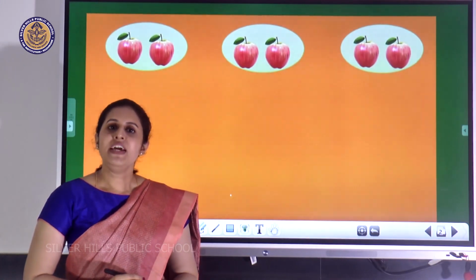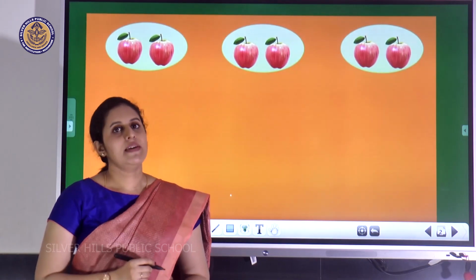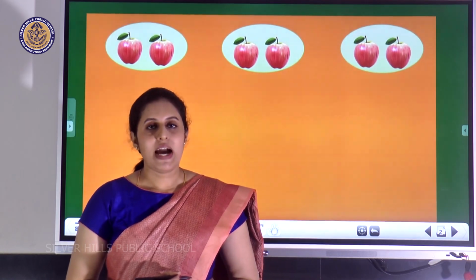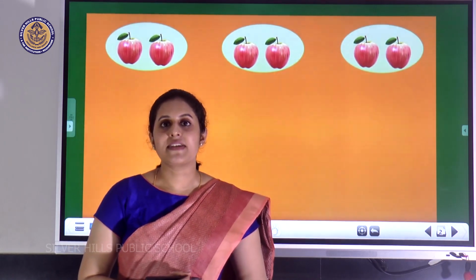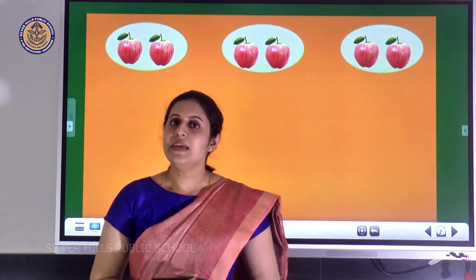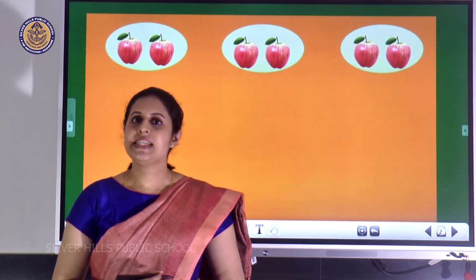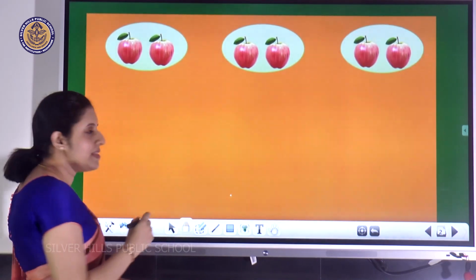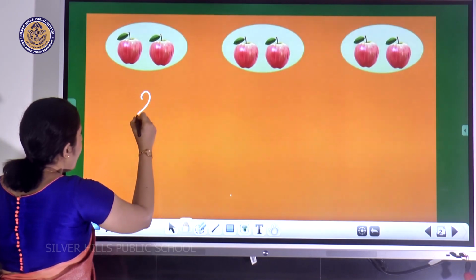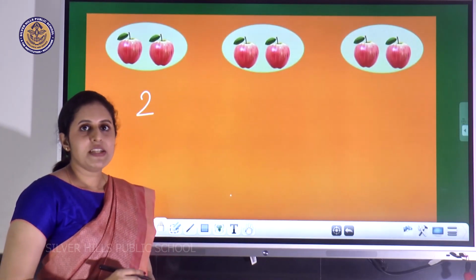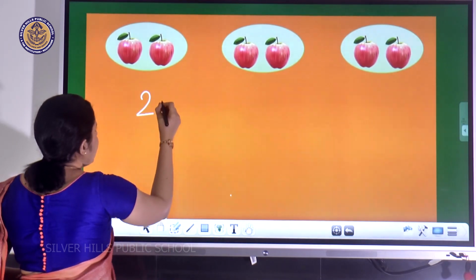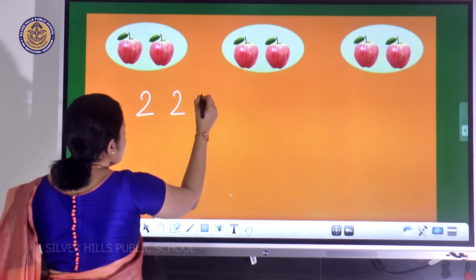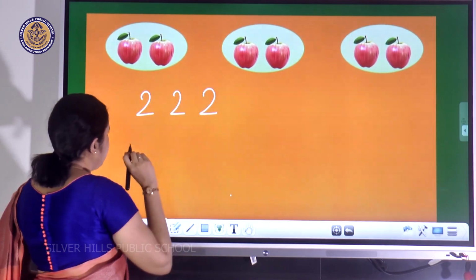So now we are going to see another method for counting the total number of apples. And this is in fact using the new method, that is the multiplication method. Let's see how it is done. So in the first group, how many apples are there? Yes, 2 apples are there. What about in the second group? Yes, again there are 2 apples. How about in the third group? 2 more. Yes, equal number of apples.